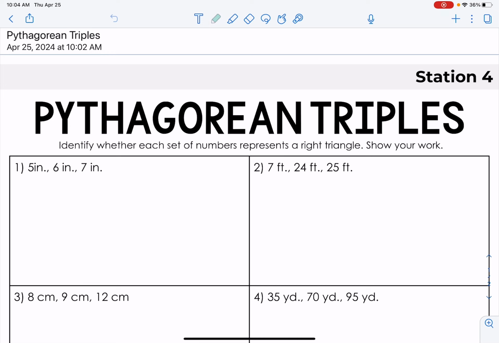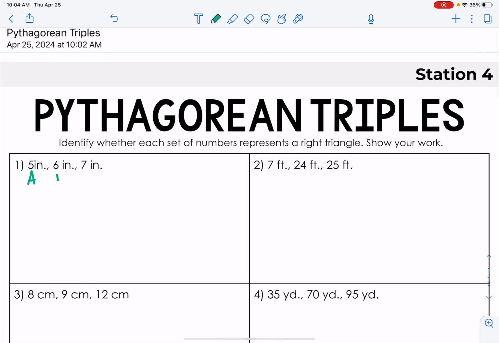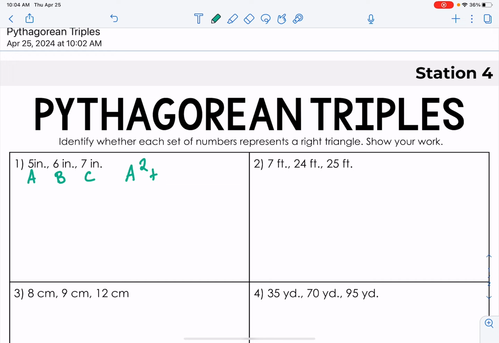So we're going to label them A, B, and C. Okay, now it does not matter which one is your A and B as long as the largest value is your C value. Then once you label A, B, and C, we're going to use our Pythagorean theorem, A squared plus B squared equals C squared. We're going to substitute in our numbers. So instead of an A, I'm going to write a 5. Instead of a B, I'm going to write a 6. And then instead of a C, I'm going to write a 7.